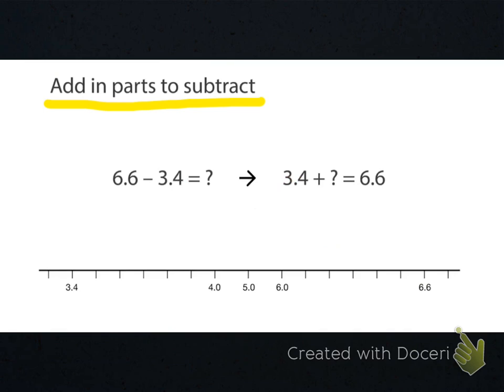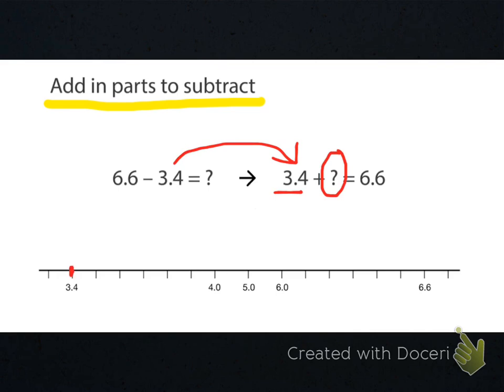Let's try another example. In this question, we have 6.6 minus 3.4. Well, we're going to reverse that first and make it into an addition question. We take the 3.4 plus our unknown, we're not sure what the answer is yet, is equal to 6.6. So remember, we always start with the first number. We're going to plot that on the number line.